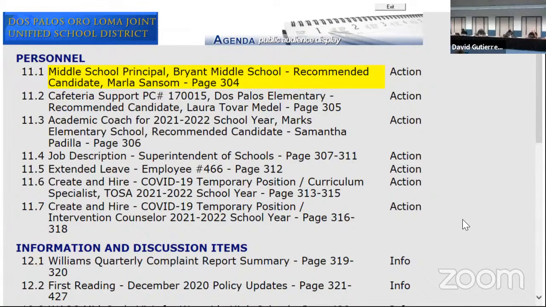Personnel, 11.1, middle school principal, Bryant Middle School, recommended candidate, Marla Sansom. Is there a motion? So moved by Mr. Van Wert, seconded by Mrs. Davis. Dr. Miller: Through the interview process, we were able to hire a new principal for Bryant Middle School, Marla Sansom. She comes by way of Lodi Unified School District, and she has a lot of successful experience. We're excited about her future at Bryant Middle School. Thank you, Dr. Miller. Are there any questions? Call for the vote.